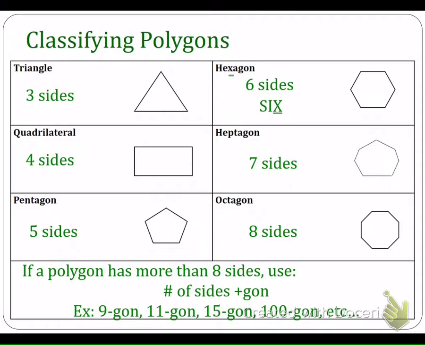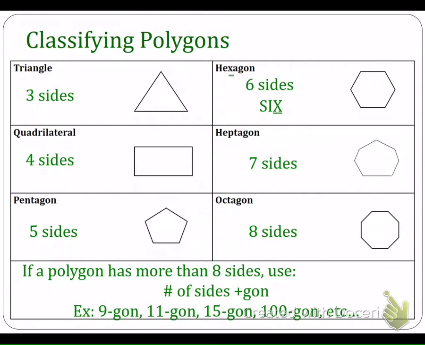Now, anything that's greater than 9 sides, we say the number, and then you put the word gon after it. Like a 9 gon. A 10 has its own special one. 11 gon, 15 gon, 100 gon. If it had 3 sides, we call it a triangle. There's no 3 gon.